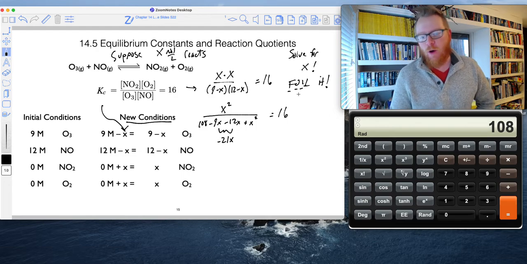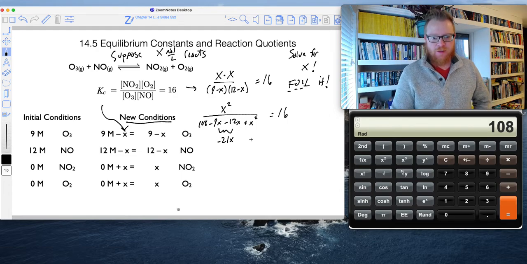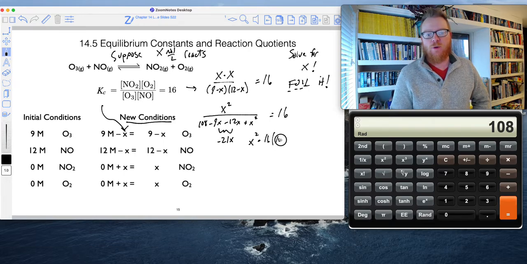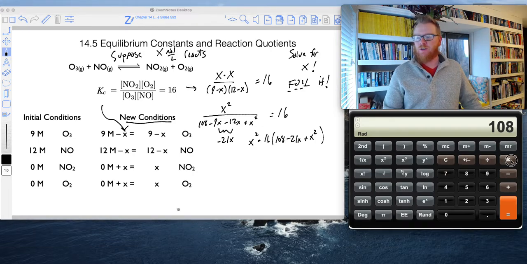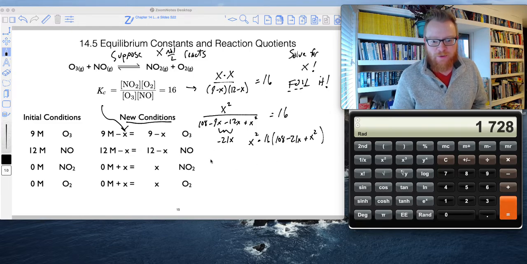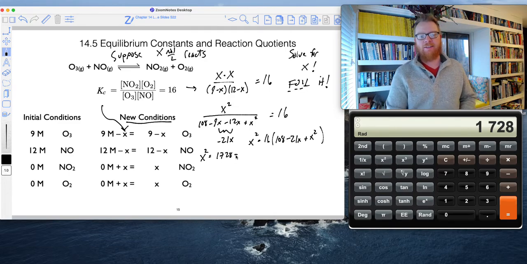Now what I'm going to do is multiply everything over to this side. So x squared equals 16 times the quantity 108 minus 21x plus x squared. We're going to keep going with this, and I'm going to work it all out so that we're all on the same page. So 108 times 16 equals 1728, so x squared equals 1728 minus, and now I've got to say 16 times 21.